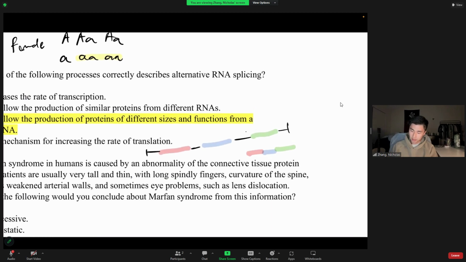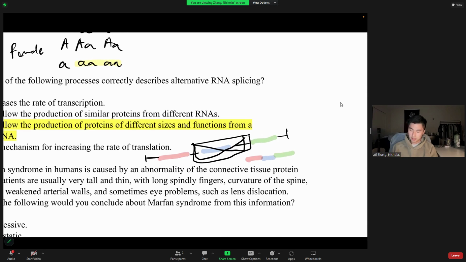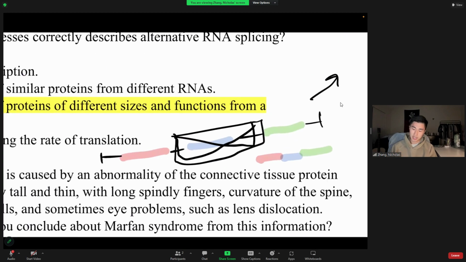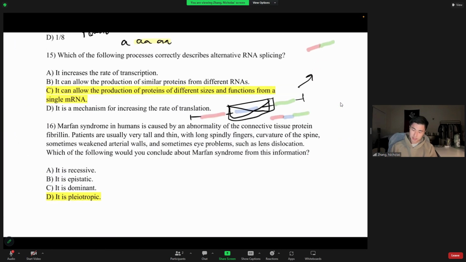right? So we can have an event where this entire region between the red and the green exons is cut out so that it produces this. And because this would produce a different mRNA, it would produce a different protein. Not totally different, but missing that one blue region in the middle. And that produces a protein of a different size and function from the same original RNA. So that's what alternative splicing is.